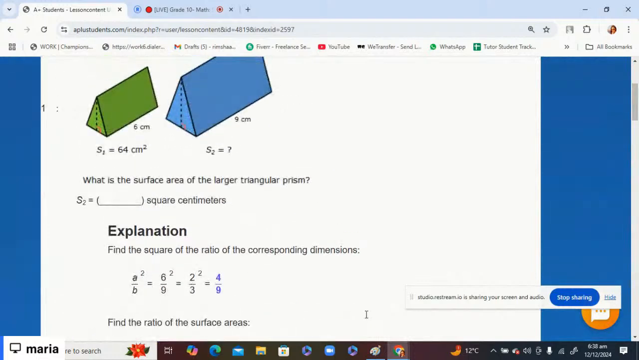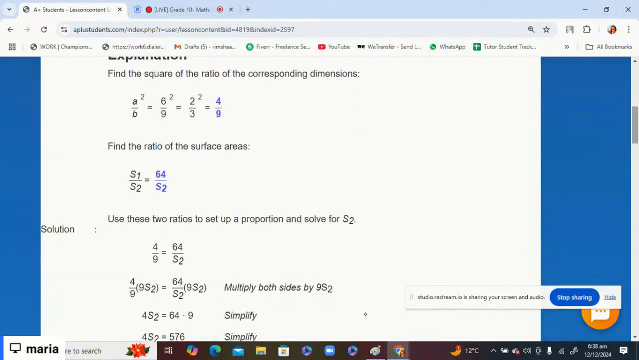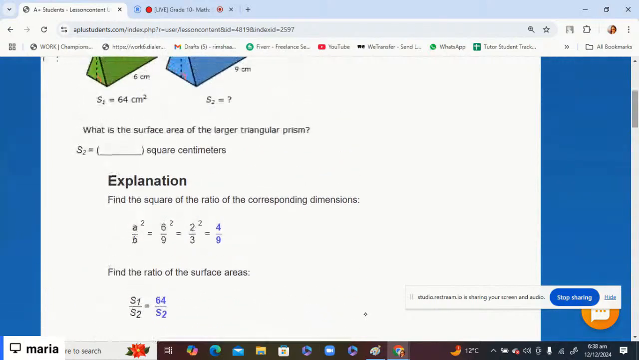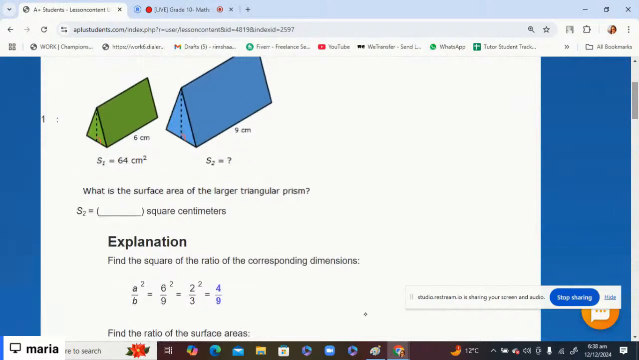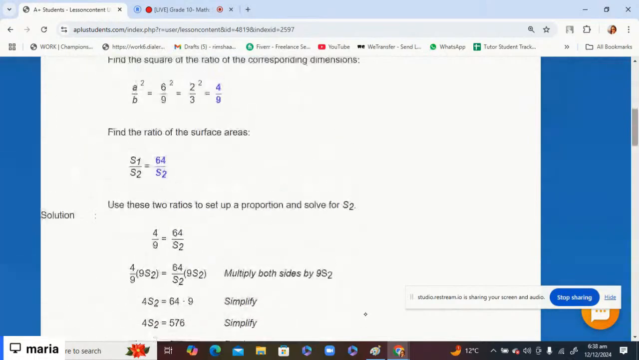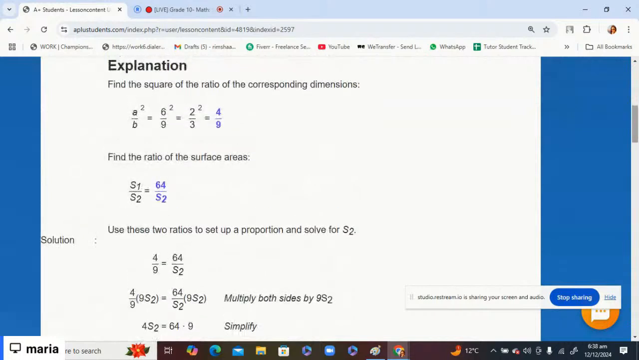Okay, so how can we find it out? A square over B. What is B? Because A is the square of the next one. So A square over B, that is 6 square over 9. That is the answer 4 by 9 here now. Now just checking it out. 4 by 9, what is the surface area of S1 is given. That is 64. And surface area of S2, this is not given. Okay. And now we are going to equate these things, 4 by 9 and the values.